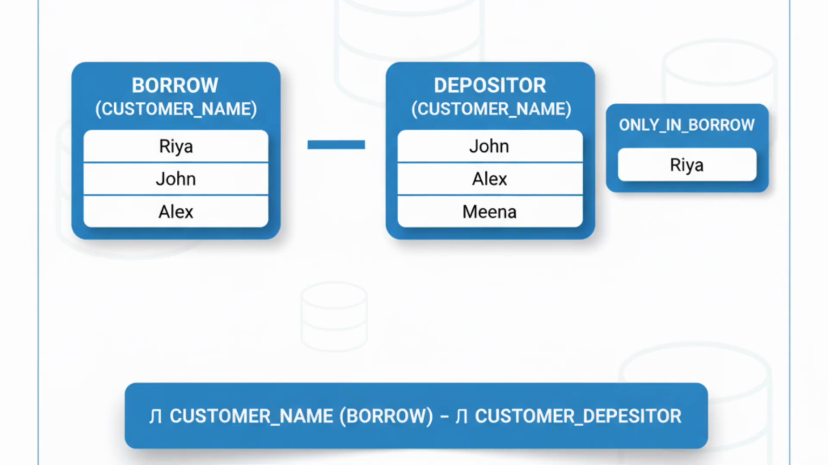The set difference, ghatav, finds tuples present in one relation but not in the other. Using the same example, customerName (borrow) minus customerName (depositor) returns Ria, a customer who borrowed but didn't deposit.